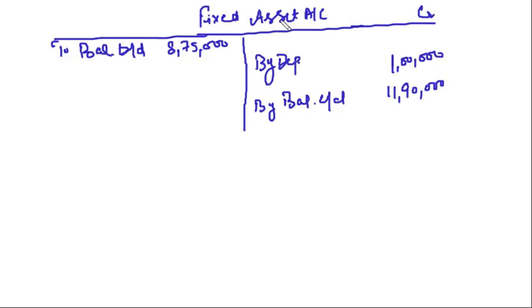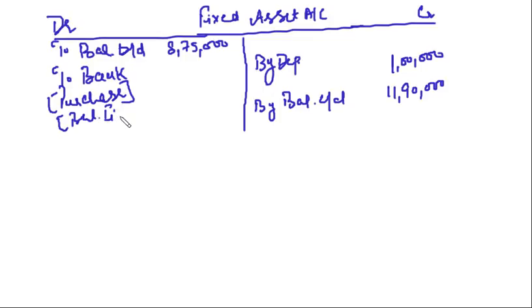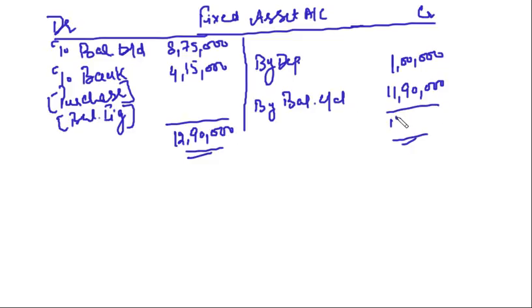Anything else related to the sale? No. Nothing is given related to the sale of fixed asset. So whatever the balancing figure, credit side is more than debit side, the balancing figure on debit side will reflect the purchase of fixed asset. To bank, purchase, right? This is the balancing figure. Clear? This comes to 4,15,000. Clear? This comes to 12,90,000 and 12,90,000.